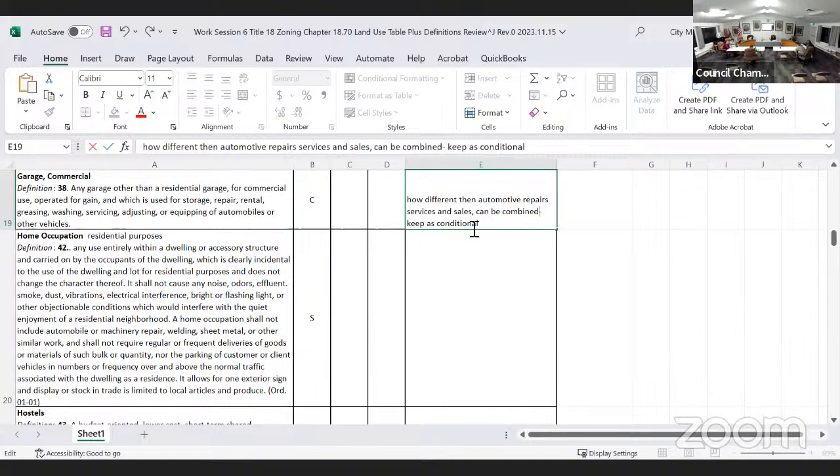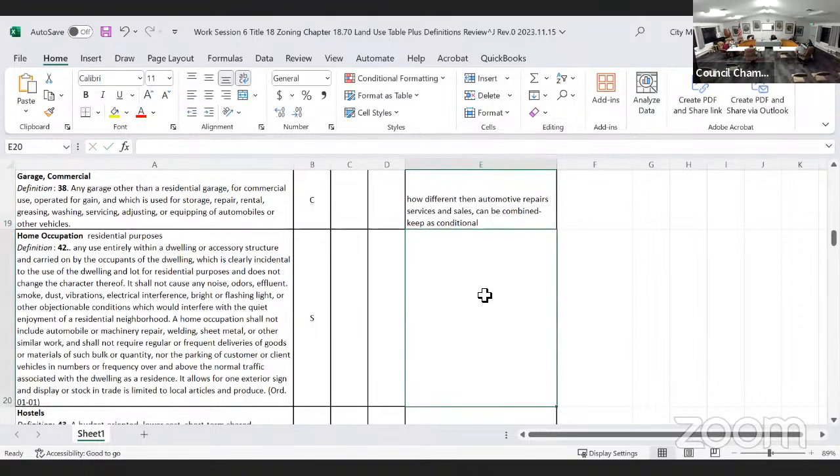There's nothing else on that. Then we'll go to home occupation. Any use entirely within a dwelling or accessory structure, and that should probably be changed because of the accessory definition, and carried on by occupants of the dwelling unit, which is clearly incidental to the use of the dwelling for residential purposes and does not change the character thereof.